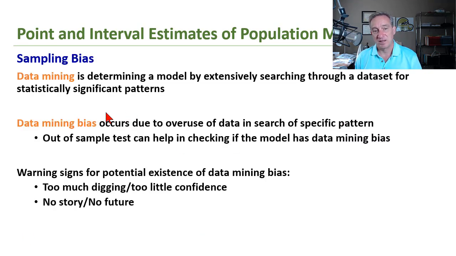So, sampling bias. Data mining is determining a model by extensively searching through a data set for statistically significant patterns. Data mining bias occurs due to overuse of data in search of specific patterns. Out-of-sample tests can help in checking if the model has data mining bias. A warning sign for a potential existence of data mining bias would be: too much digging, too little confidence, no story, no future.